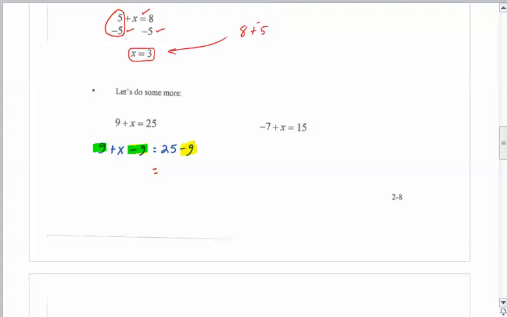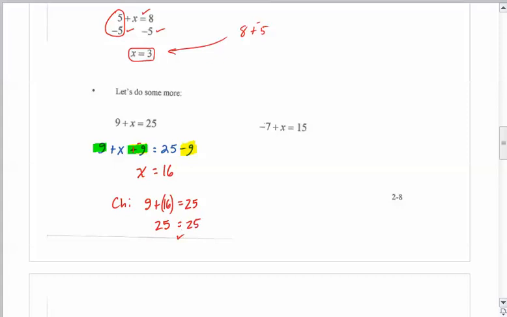9 plus negative 9 is 0. So this gives me x is equal to 16. Now we could check that. We can check it by doing this. Put the 16 back in place of the x. We always use parentheses in substitution. And that gives me 25 equal to 25. And I know that I'm correct.